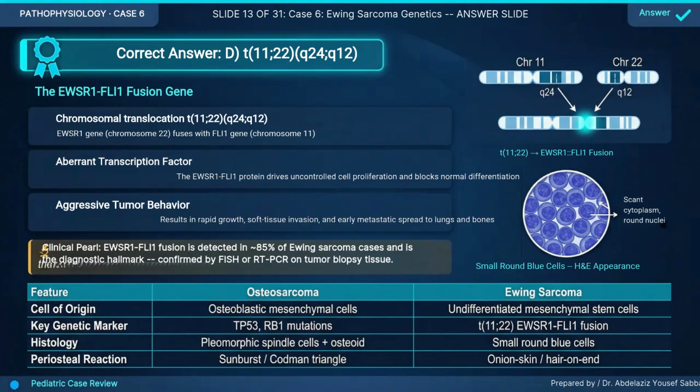Comparing osteosarcoma and Ewing sarcoma, osteosarcoma arises from osteoblastic mesenchymal cells with TP53 and RB1 mutations, shows pleomorphic spindle cells plus osteoid on histology and a sunburst or Codman triangle periosteal reaction. Ewing sarcoma arises from undifferentiated mesenchymal stem cells with the t(11;22) EWSR1-FLI1 fusion, shows small round blue cells on histology and an onion skin or hair-on-end periosteal reaction.